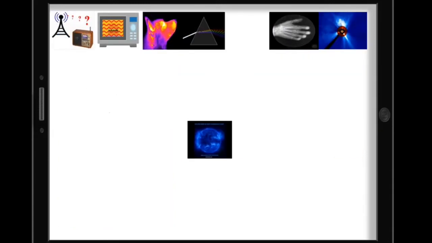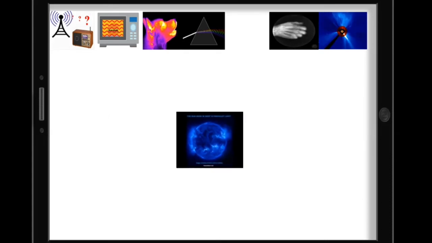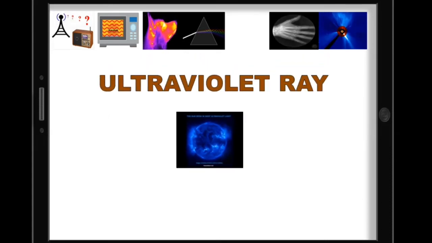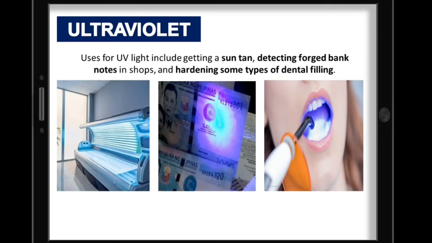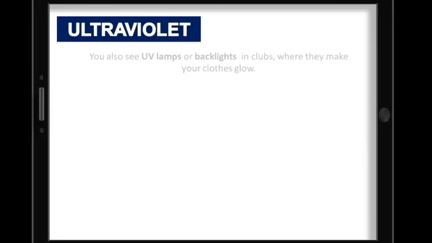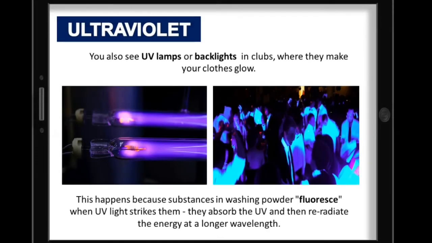You might know this type of EM wave as UVA, UVB, or UVC. This is ultraviolet ray. Uses of UV light include getting a suntan, detecting forged banknotes in shops, and hardening some types of dental filling. You also see UV lamps in clubs where they make your clothes glow. This happens because substances in washing powder fluoresce when UV light strikes them. They absorb the UV and then re-radiate the energy at a longer wavelength.